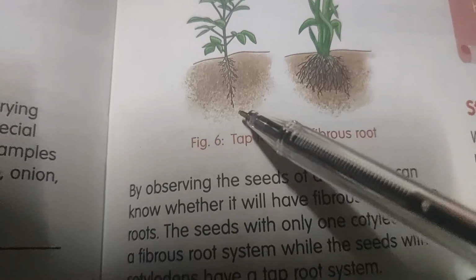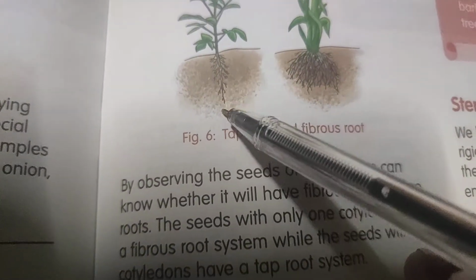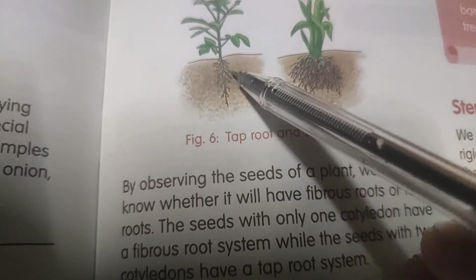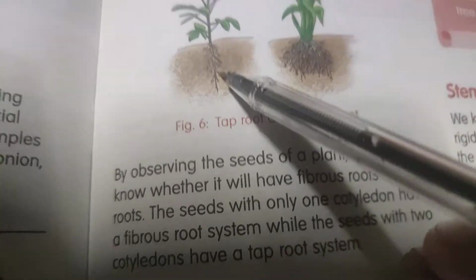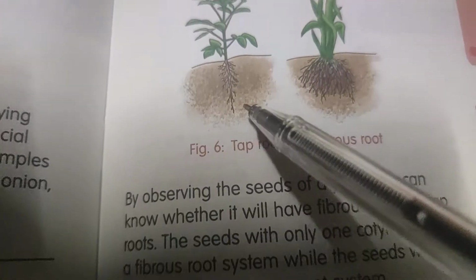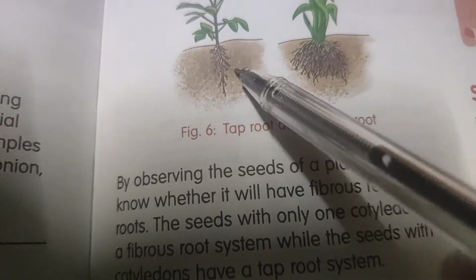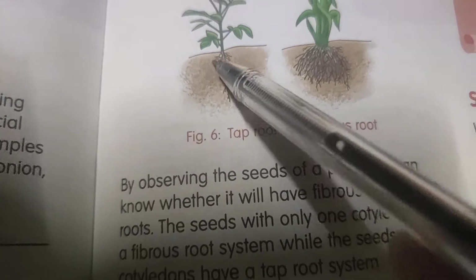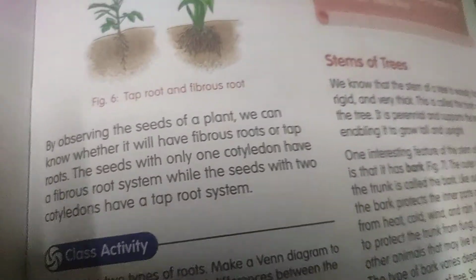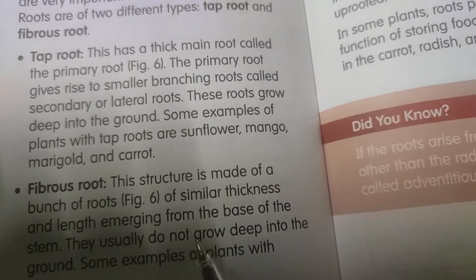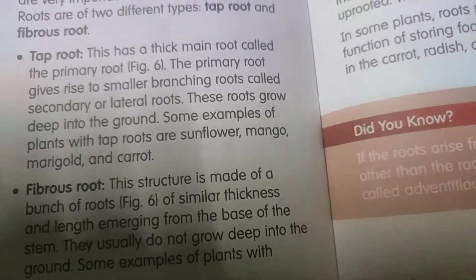So tap root means a straight layer which is called primary root, and branches on the sides which are called secondary roots. So wherever the plant has this kind of straight, single, long, thread-like structure and the branches, that is called taproot. And they have given examples. You just remember these examples. Sunflower, mango, marigold and carrot.